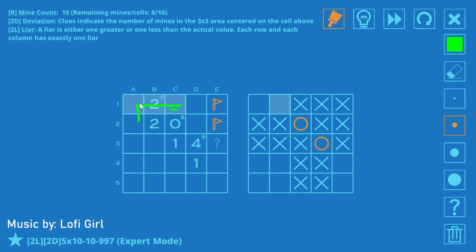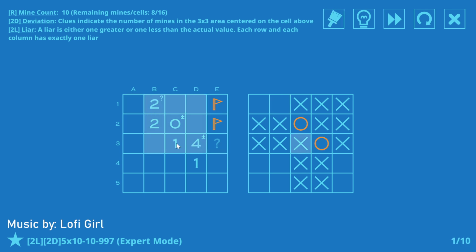Nice, alright. Well, this 2 is saying that there are 2 mines here. This 2 could be telling the truth if both of these were mines. It could also be a lie if only one of these is a mine. So I think it doesn't really matter there. This 1 is telling the truth though.